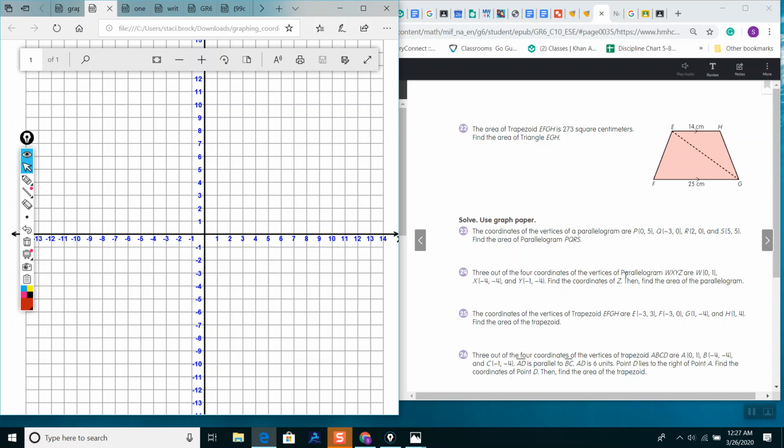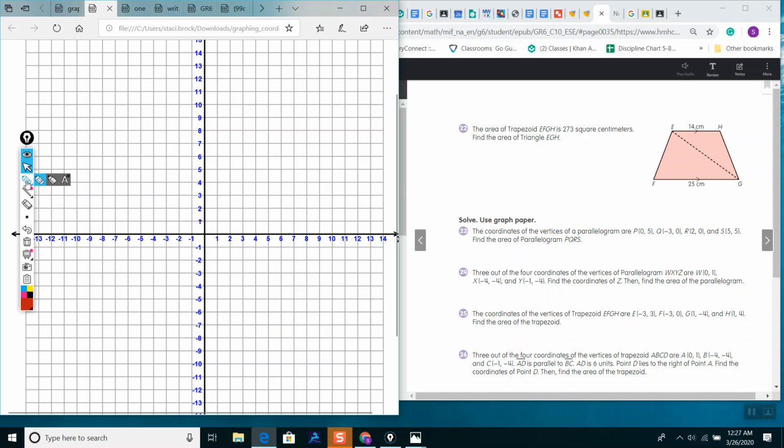So it's telling us it's a parallelogram twice, right? Which means we're going to have two sides that are parallel and also equal in length. So our first coordinate is right here, and this is our W. And then we are at -4 and -4. This is X, and -1 and -4 is my Y.